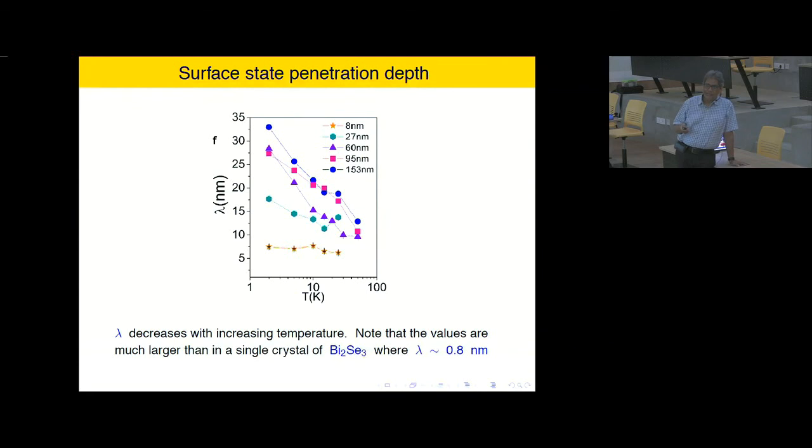Now, the striking thing to observe here is that these lambdas that you observe in this system are much larger than in a single crystal of bismuth selenide, where lambda is typically 0.8 nanometers. So that's one of the puzzles. Where do these very large surface penetration depths come from? What this means is that the surface states from the top and bottom actually penetrate into the system through a distance which is several grain sizes. Okay, so they're not cut off by a single grain size. They actually penetrate something like 40 grains into the system. So that's one thing that we have to understand.